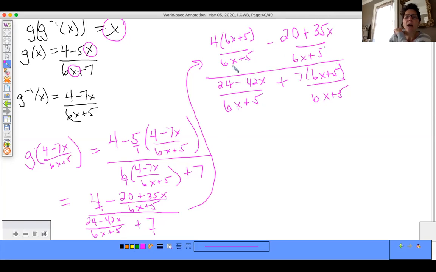So now I'm going to distribute this 4 through. So that's going to give me 24x plus 20 over 6x plus 5, and then minus 20 plus 35x over 6x plus 5.